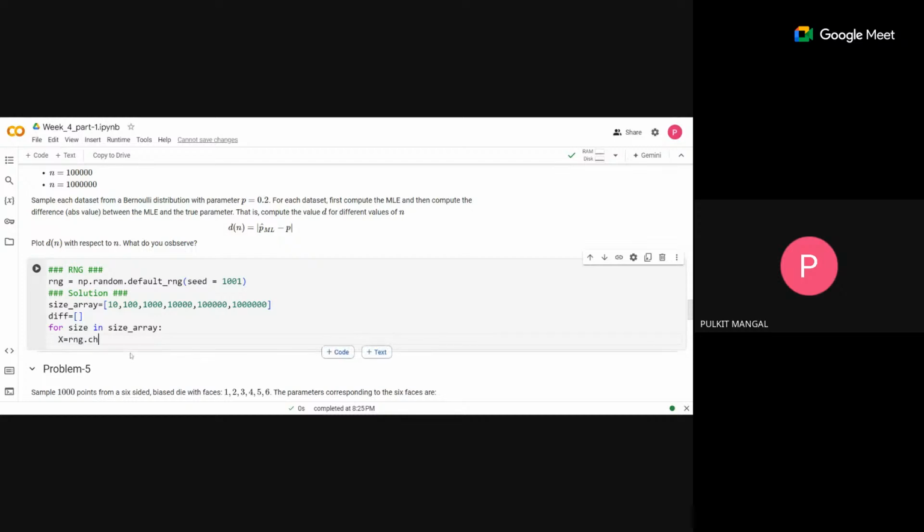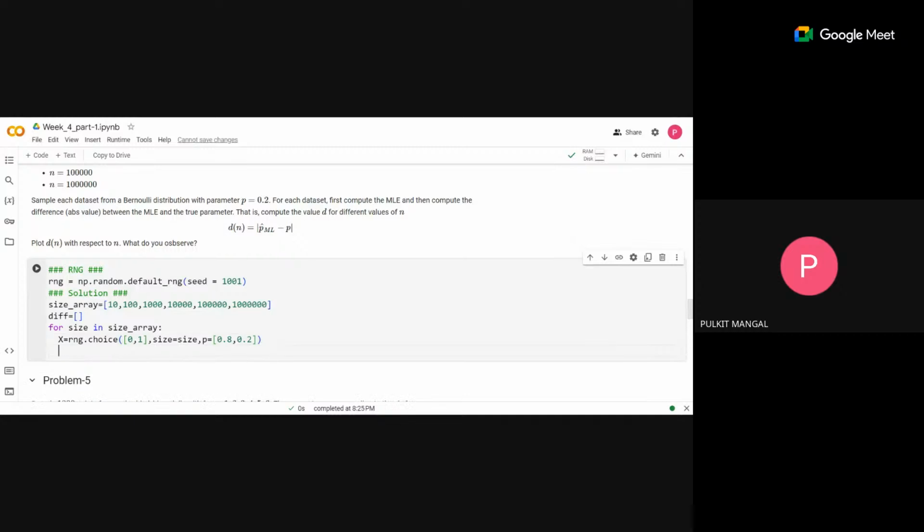I will do rng.choice. That is the way to sample 0, 1, with size equal to size, and probabilities 0.8, 0.2. Again, just focus. This 0.2 is the probability for selecting one. Size equal to size means this will take the size, 10, 100, and so on. We are creating our data points. Now we have created our data set.